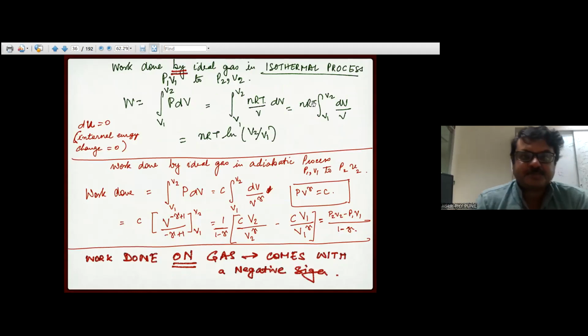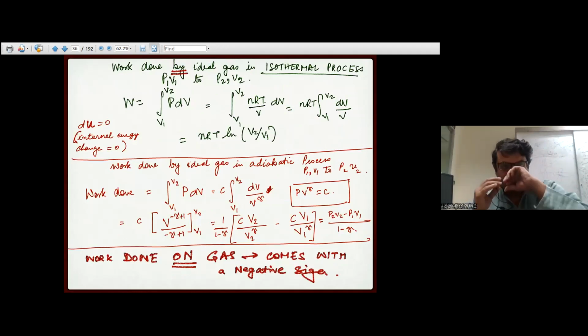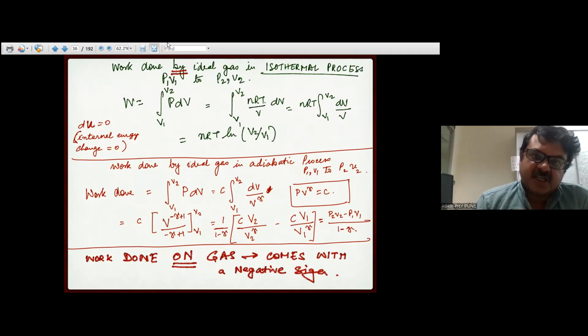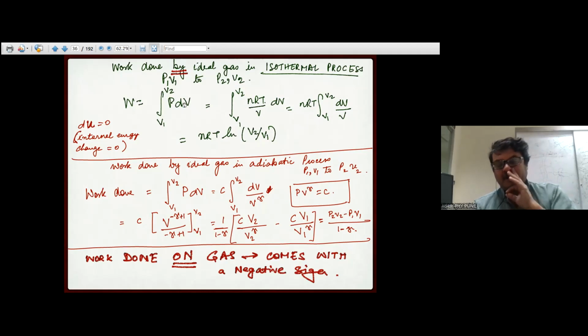So now let's calculate the work done by an ideal gas in an isothermal process. In an isothermal process, temperature doesn't change. P1 V1 changes to P2 V2. Temperature is completely unchanged. The work done is PdV. But now P equals nRT by V, right? So pressure is continuously changing as this transition is happening, right?